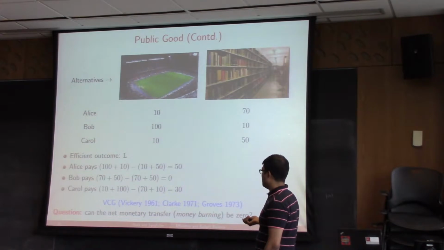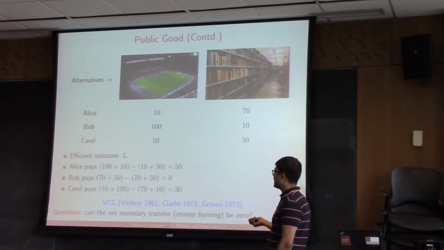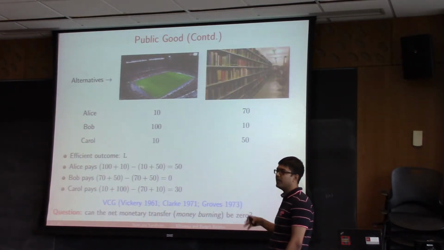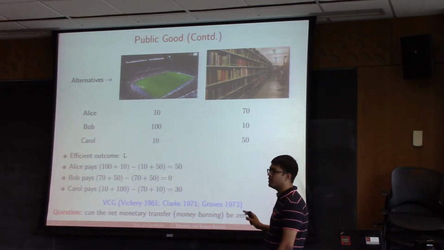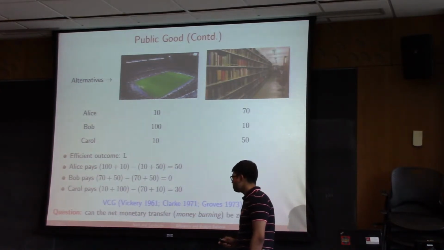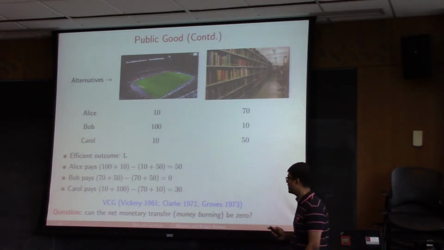So a very important question and a very important criticism about this VCG mechanism is, can we have a mechanism where you take the efficient decision, and at the same time you don't have any money burning? And that is what we are going to talk about in this presentation. So is the mechanism clear? Because we'll be using this over and over again.